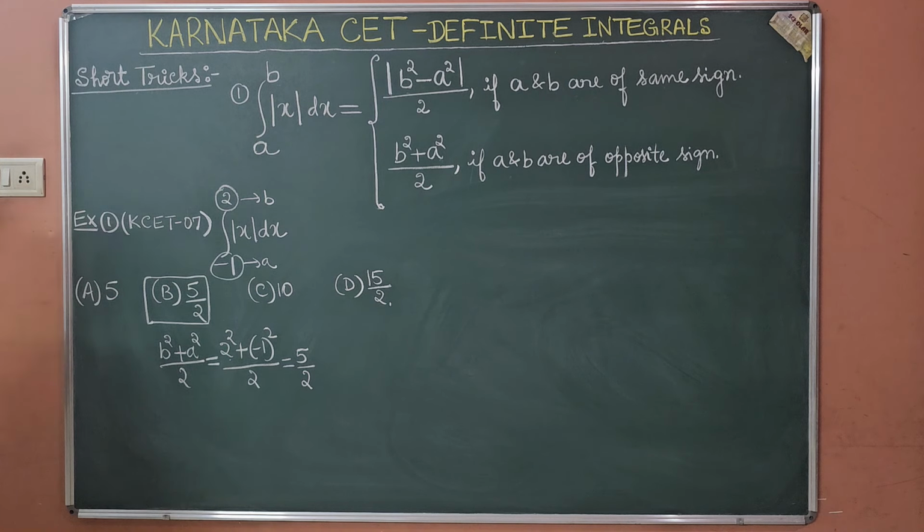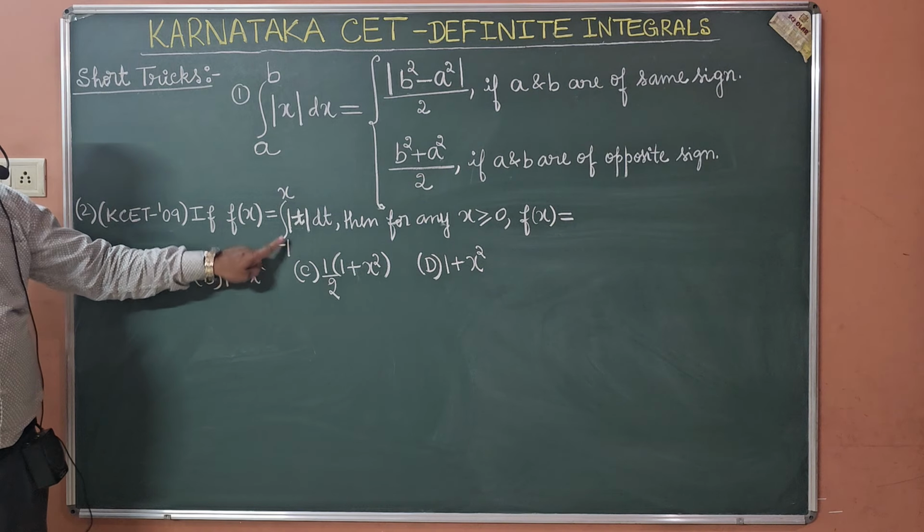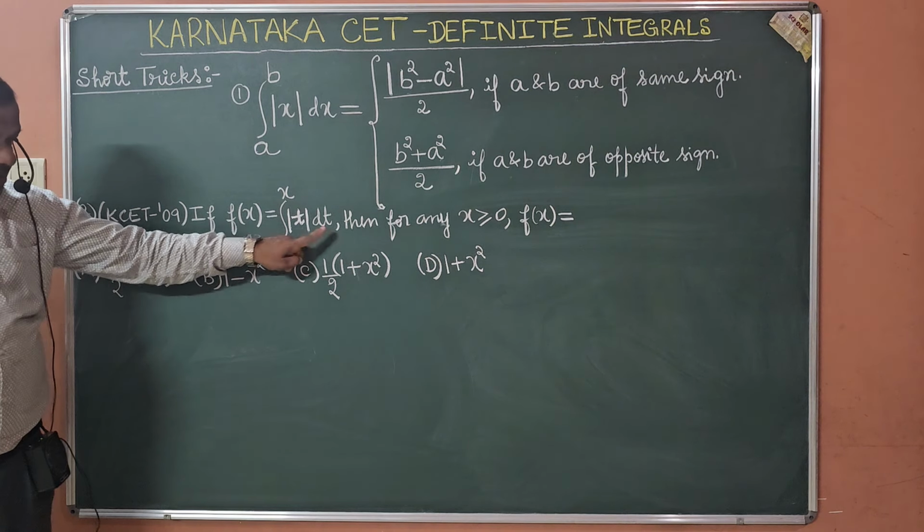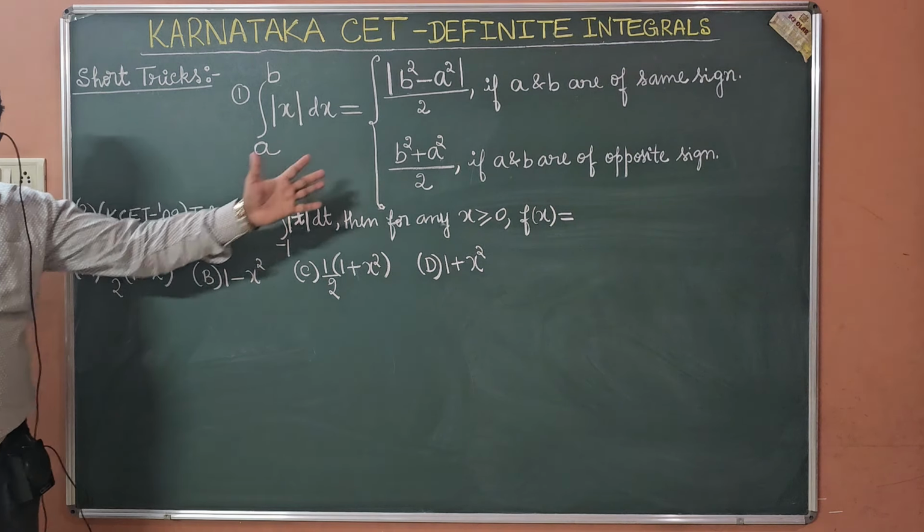Students, here is a second question from KCET 2009. See, using the same shortcut, how I am going to solve this question, you kindly observe. If f of x is integration from minus 1 to x of mod of t dt, meantime you can work out on your own and find out the correct answer. But I will give the explanation. Here the lower limit is minus 1 and the upper limit is x, but x is given greater than or equal to 0. Therefore, x is positive. Upper limit positive, lower limit minus 1 negative.